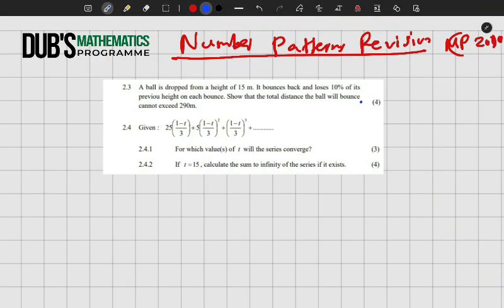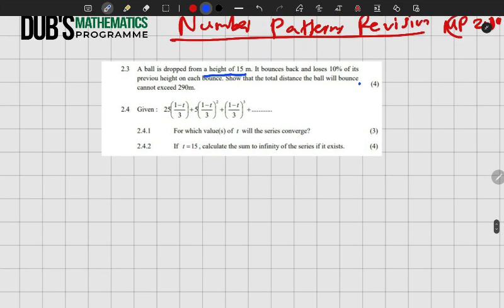Look at question 2.3 now. Here they are saying it's a word problem. A ball is dropped from a height of 15 meters. Let's underline that. It bounces back and loses 10% of its previous height on each bounce. So you can see that it is dropped from a height and then it keeps on bouncing.